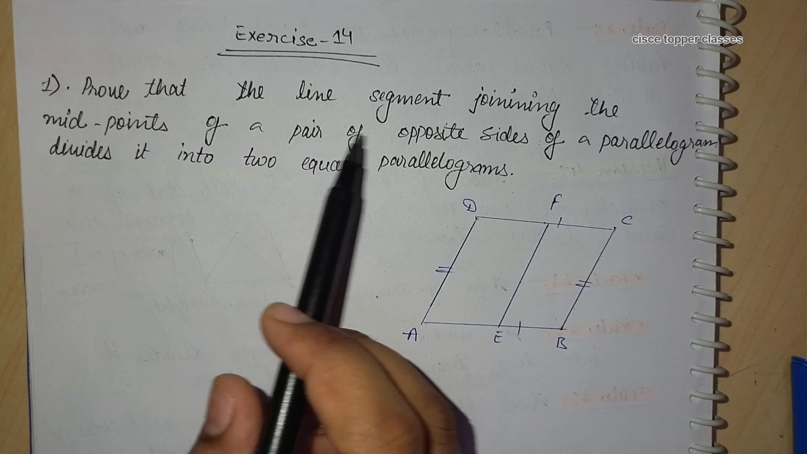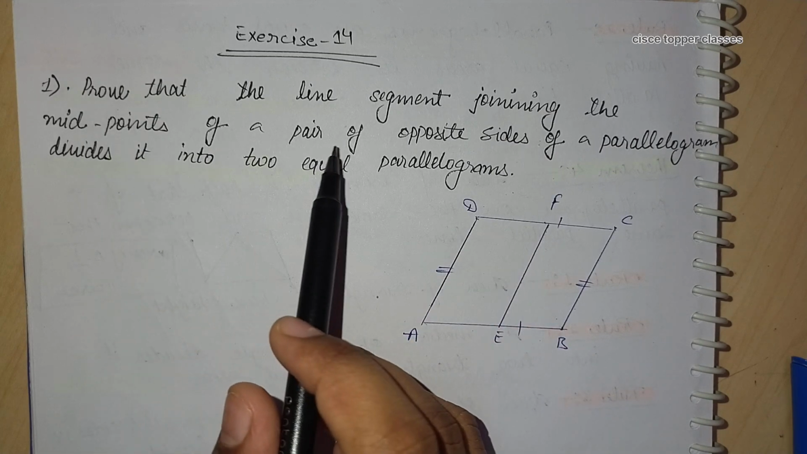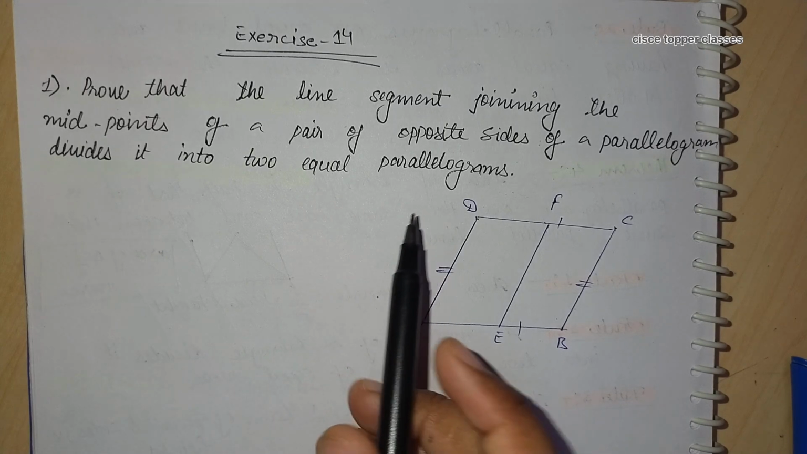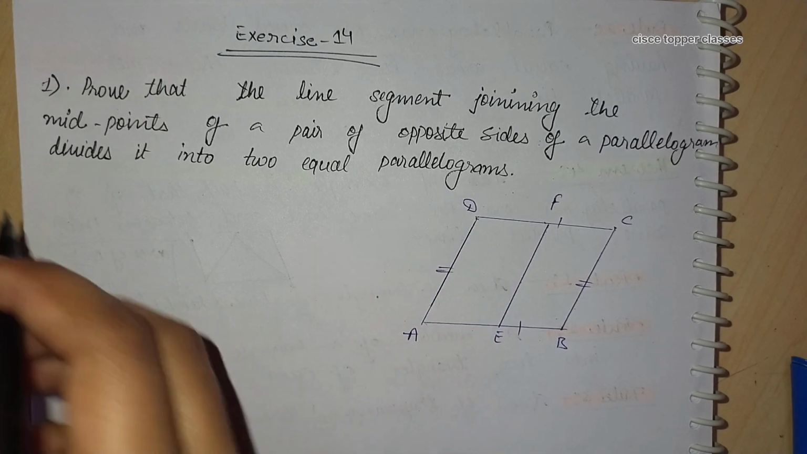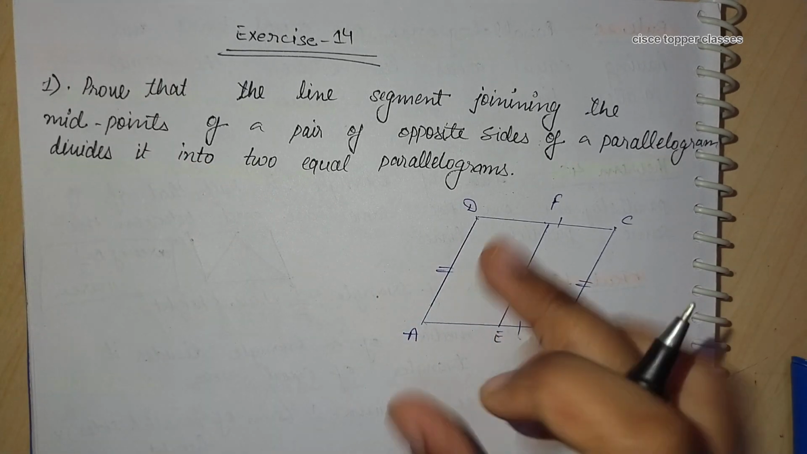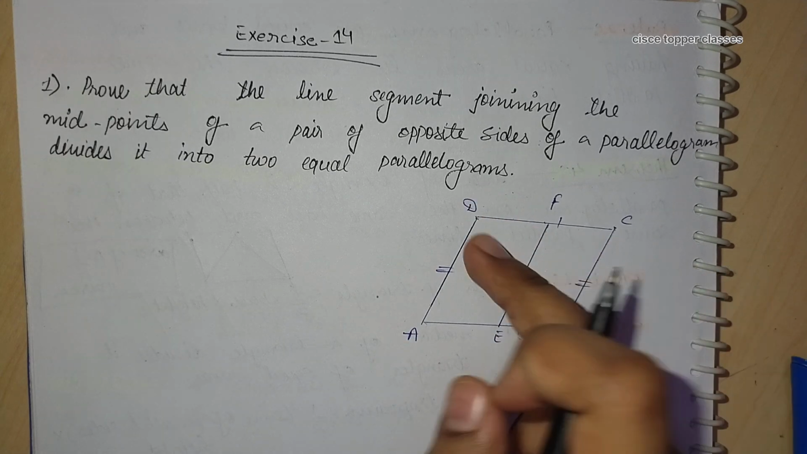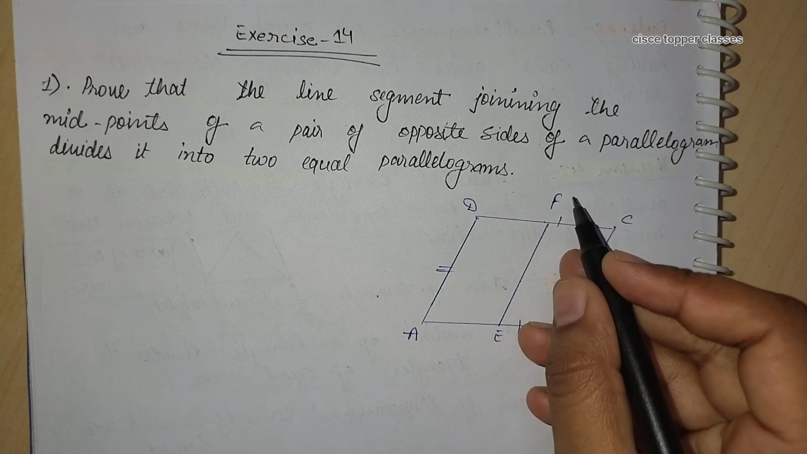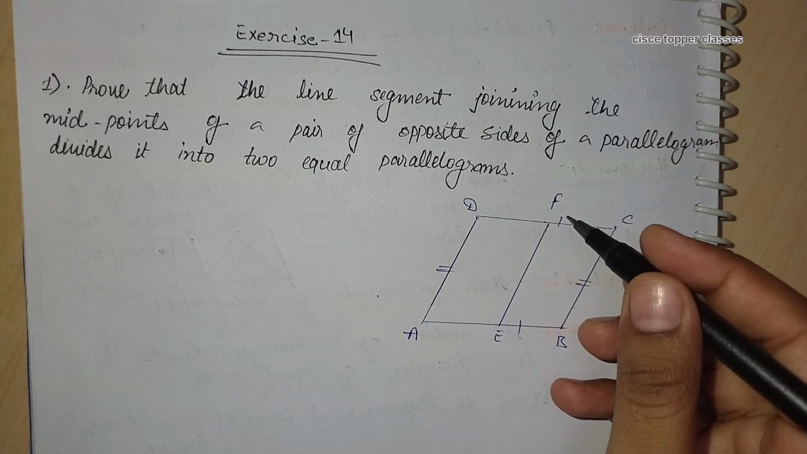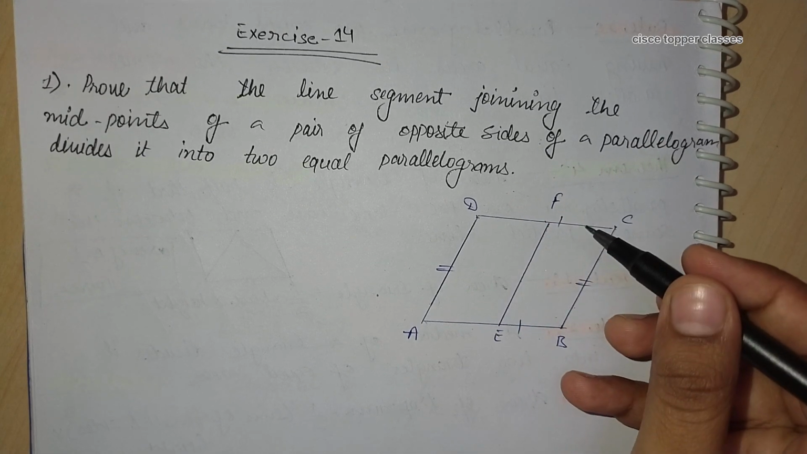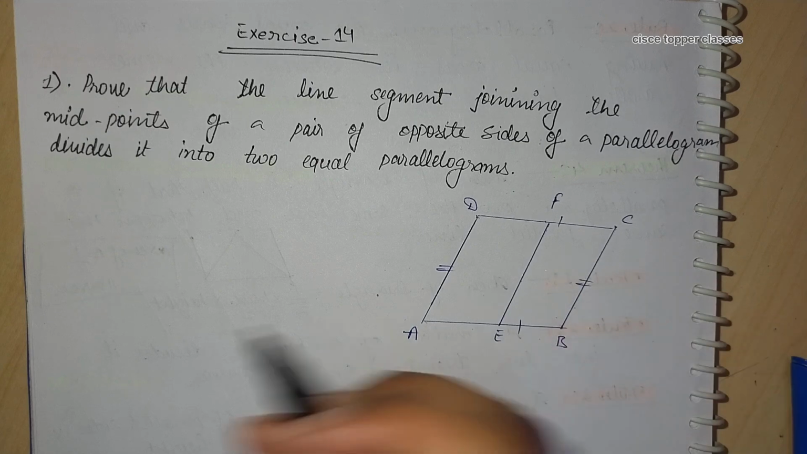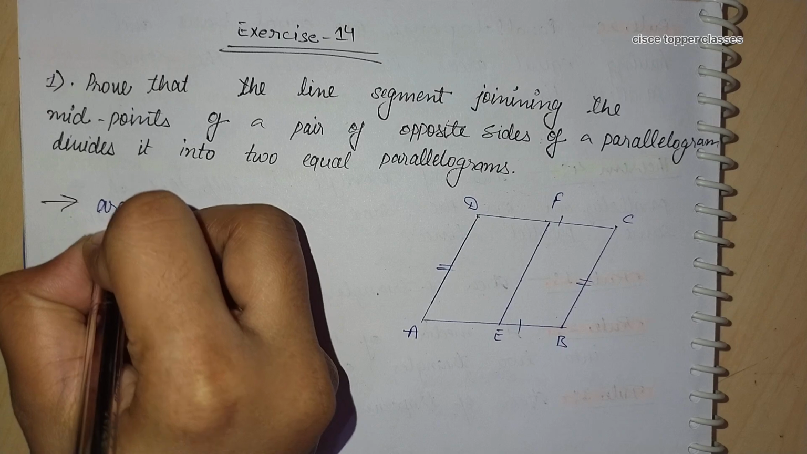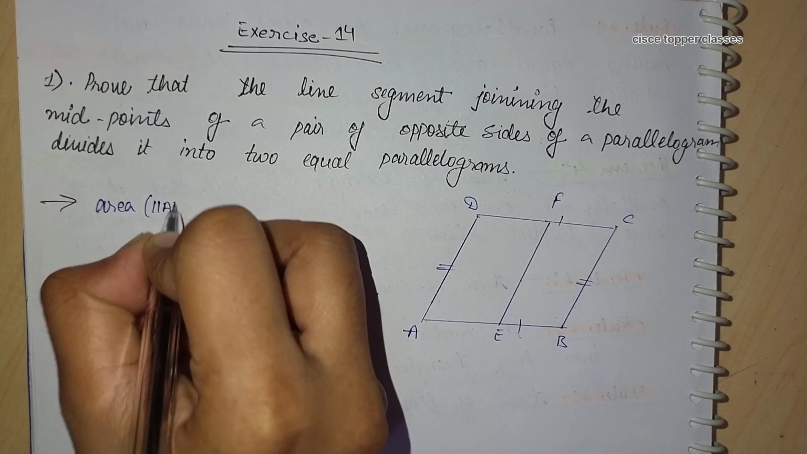First question, we have to prove that the line segment joining the midpoints of a pair of opposite sides of a parallelogram divides it into two equal parallelograms. So here we have to prove that, here F and E are the midpoints. So we have to prove that the area of parallelogram ADEF is equal to the area of parallelogram EBCF. So we can simply write here: area of parallelogram ABCD.